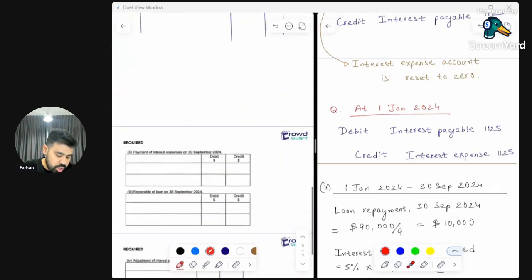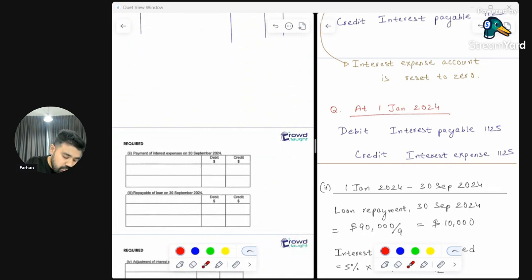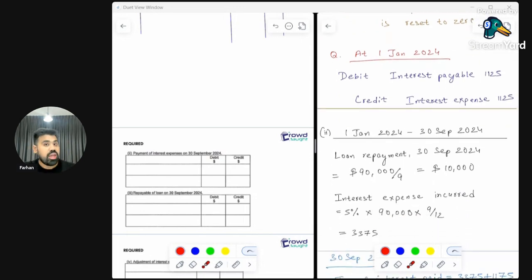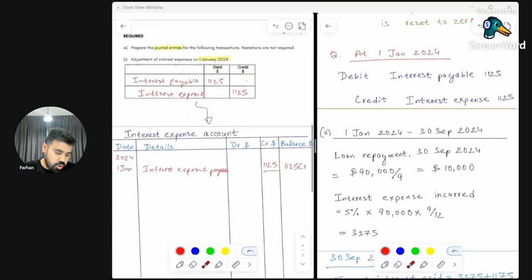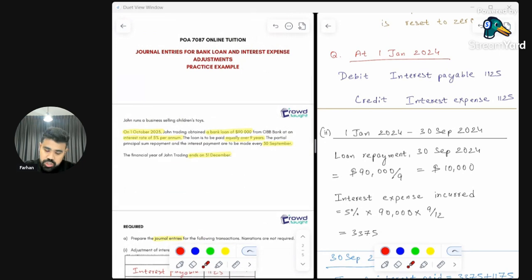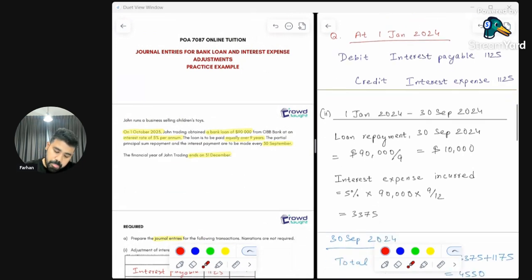The second part of the question has to do with payment of interest expense on 30 September 2024. We know that we are making our first loan repayment and our first interest payment on 30 September 2024, which is 12 months after the loan was taken, which was on 1 October 2023. Okay? All right. So let's scroll back up to the question so that you know what's going on. All right. So to begin with, we are starting a new financial year on 1 Jan 2024.